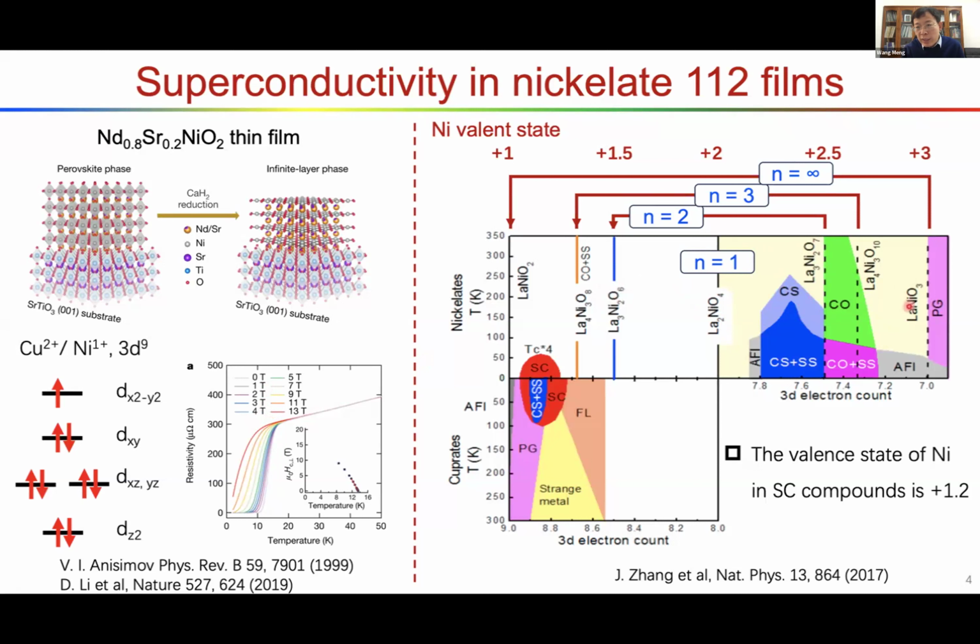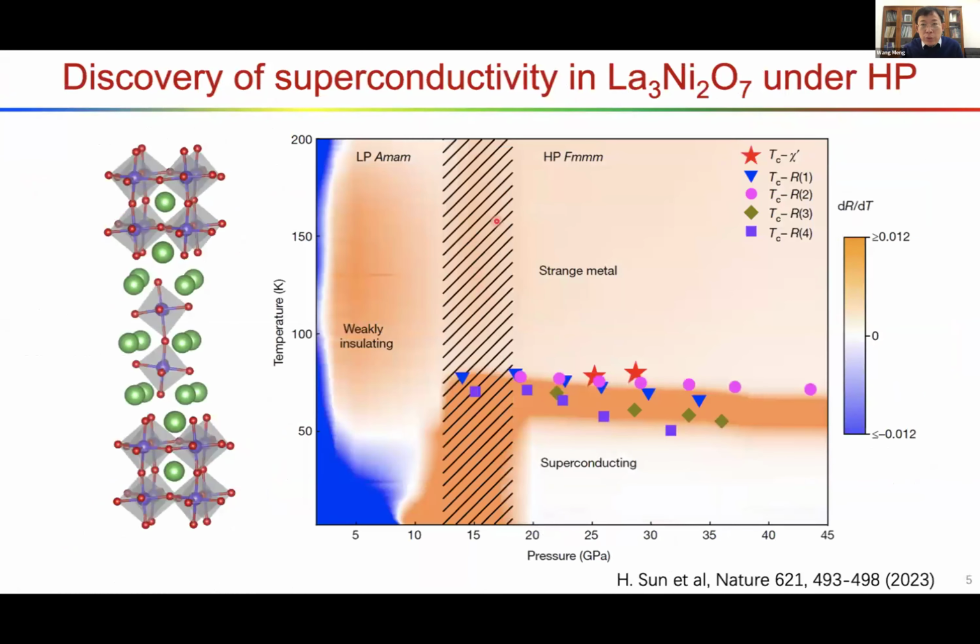On the right side of this phase diagram are the so-called Ruddlesden-Popper phases. For these phases, there are nickel-oxygen six octahedra and apical oxygen. On this side, it's a reduced RP phase. So I will go to this compound.